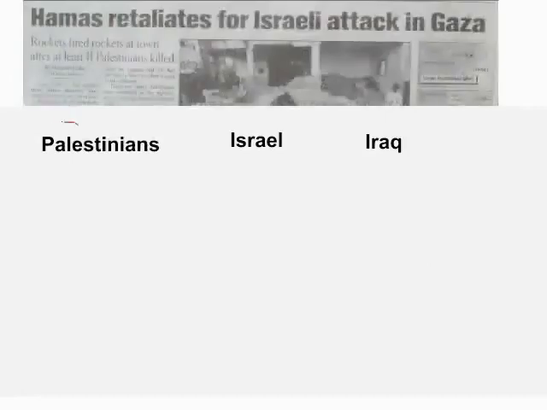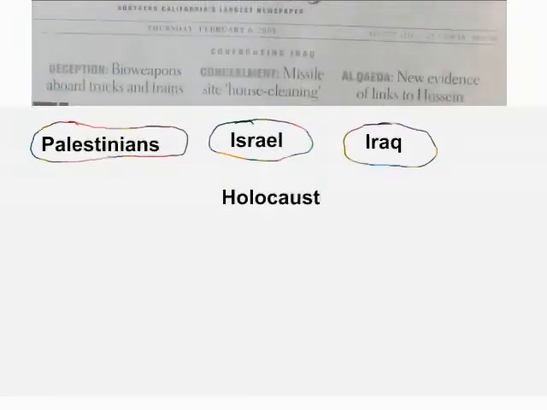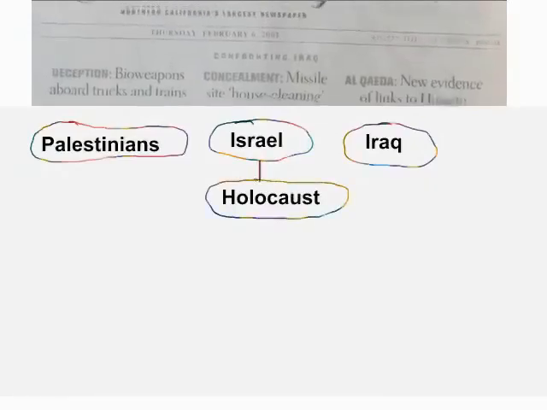To understand Mideast newspaper headlines, you have to know about the background, the foundation, which the headlines are based upon. What are these headlines about? They're about the Palestinians, Israel, Iraq. To understand Israel, you have to know something about the Holocaust. That's essential for understanding Israel and the special relationship Israel has with the United States.